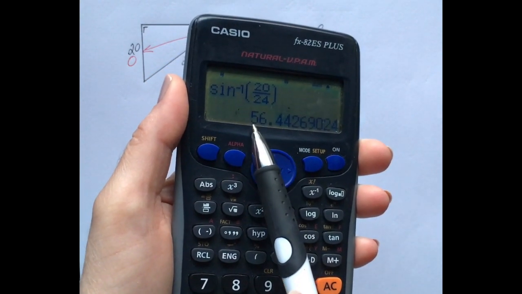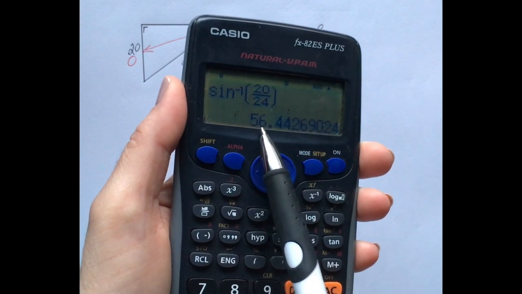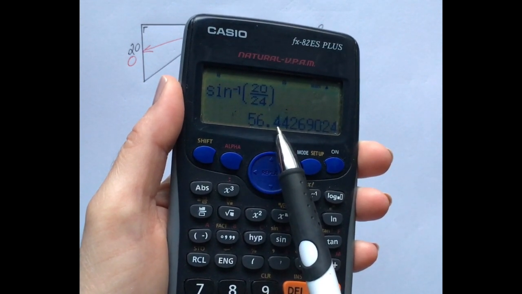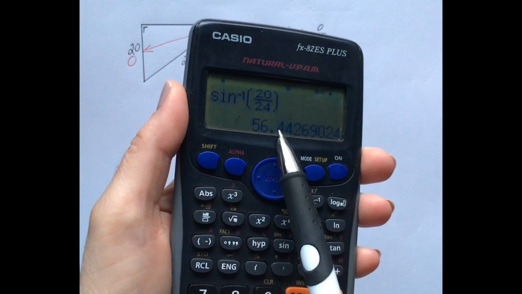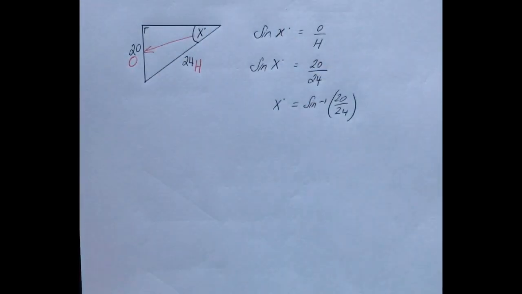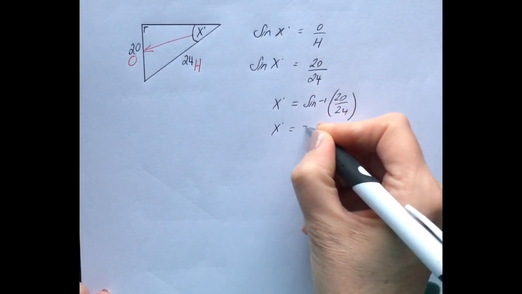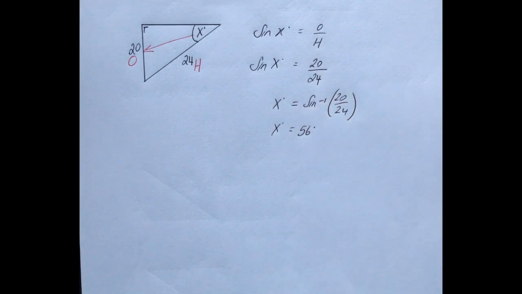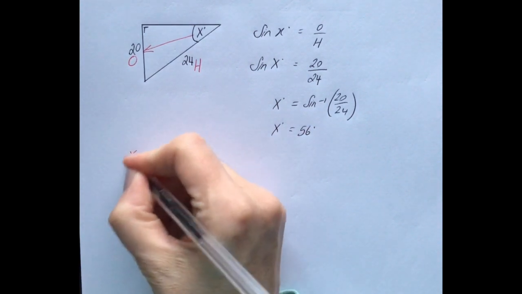So to the nearest degree here, I've got 56. Always look at the number after, remember, we've got a 0.4. 4 is not going to make it bump up, so we leave it at 56 degrees. So we have a really important thing to remember here, okay? So let's take it down as an important note.